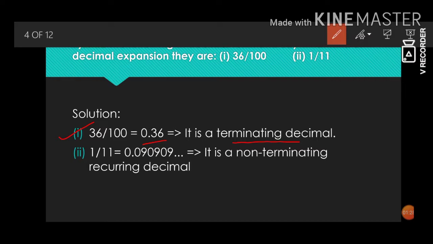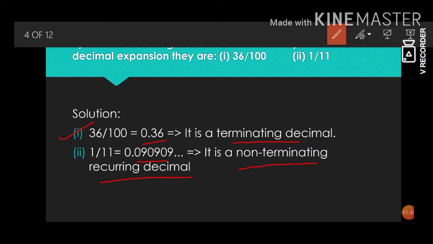Next, 1 by 11. 1 by 11 is equal to 0.090909. So it is a recurring decimal. What kind of decimal expansion is it? It is a non-terminating recurring decimal.